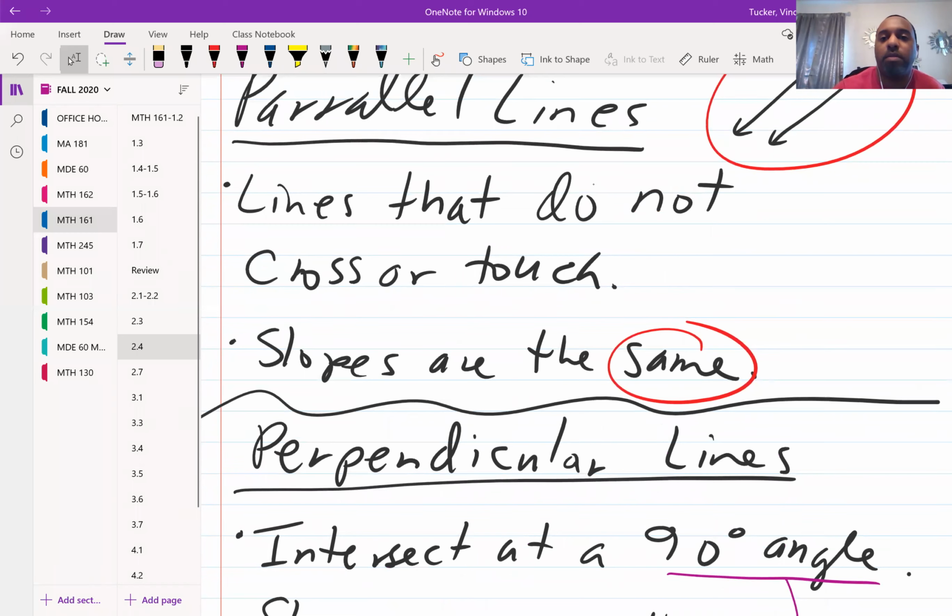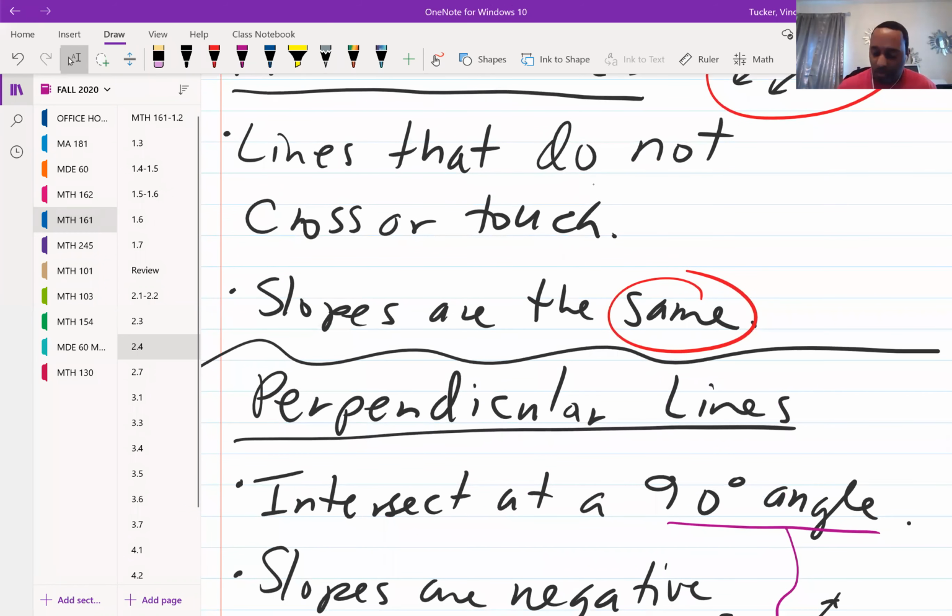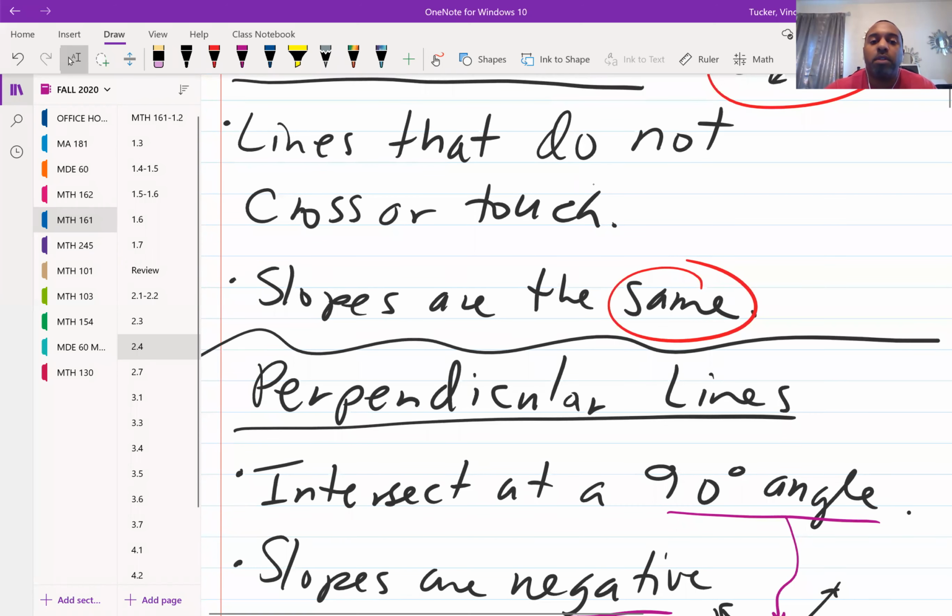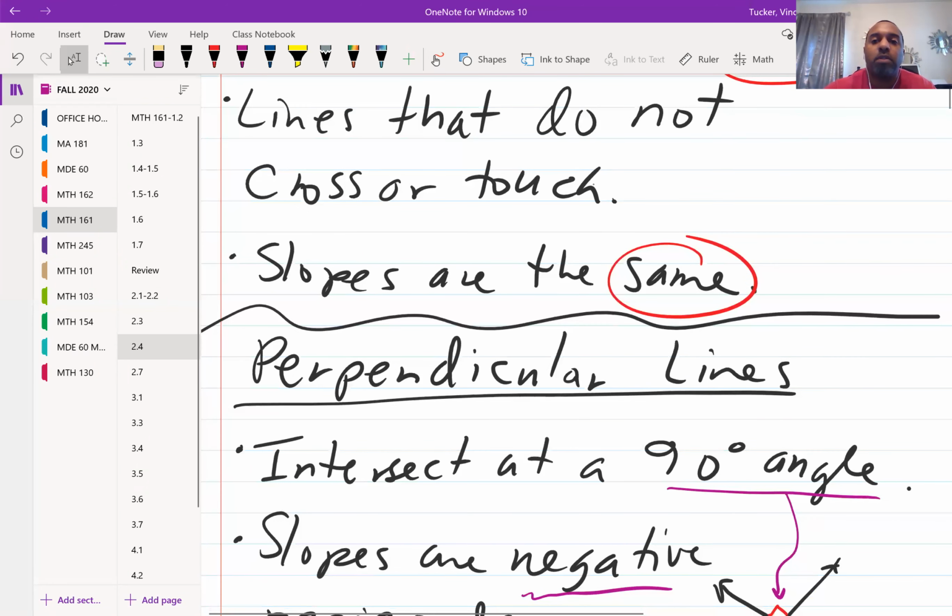All right, somebody needed that from parallel lines. All right. Are we good with parallel lines? Let's see. All right, cool.